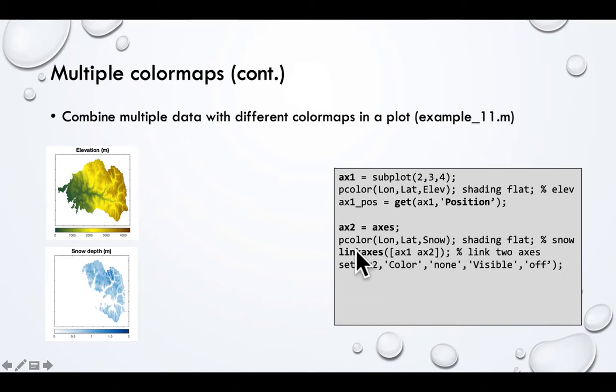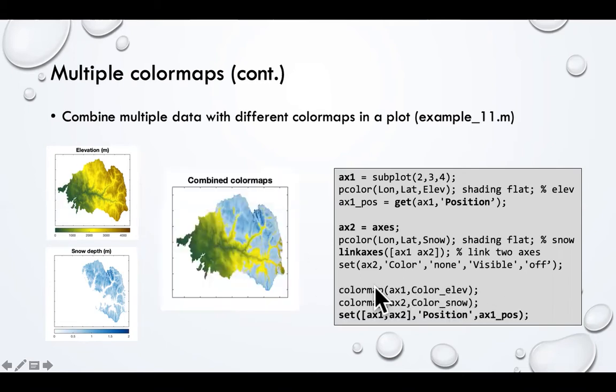The important thing is I want to link the two together, the snow depth and elevation. So I use linkaxes and put the two together, one is elevation, one is snow. And for the second one, you set the color visible off because I want to remove those boundaries. If I don't write this, you can see the overlap, and the picture doesn't look very good because it plots the box twice.